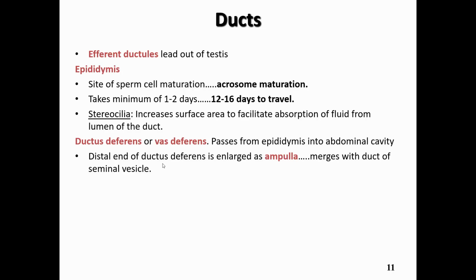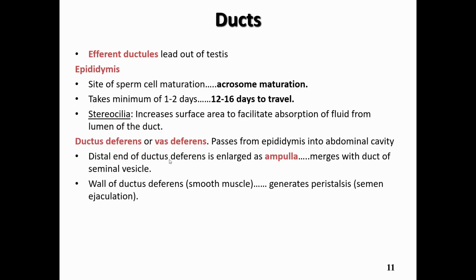And the distal end of the ductus deferens expands, and that's called the ampulla, and we'll see that here on the next slide with the diagram. And this is where the vas deferens, or the ductus deferens, begins to merge with the accessory reproductive organs. The first accessory organ is the seminal vesicle.